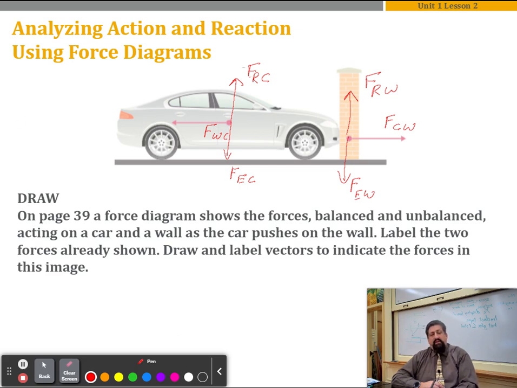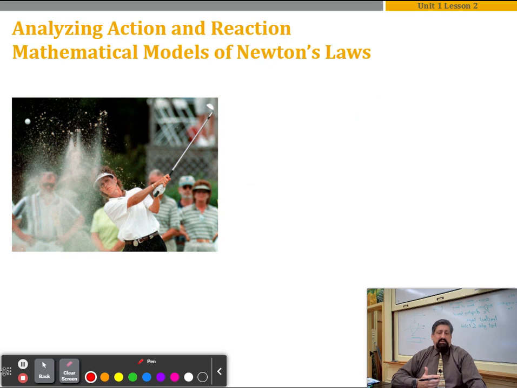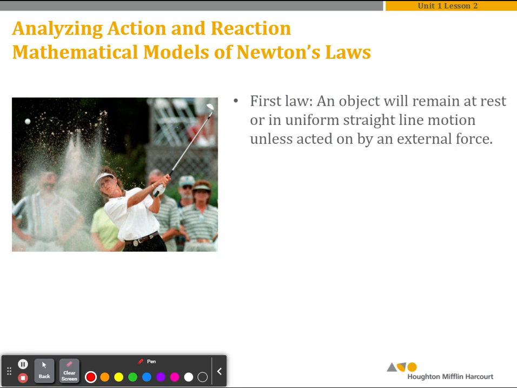So we have an action-reaction force pair. The action and reaction forces are the force of the car on the wall, and the force of the wall on the car. That's an action-reaction force pair, and it doesn't matter which one you call the action and which one you call the reaction. It makes logical sense to say the car hitting the wall is the action because the car is moving toward the wall. But together they make an action-reaction pair.